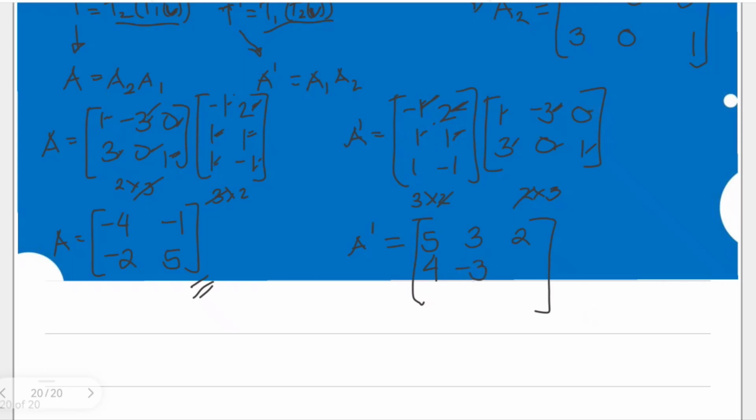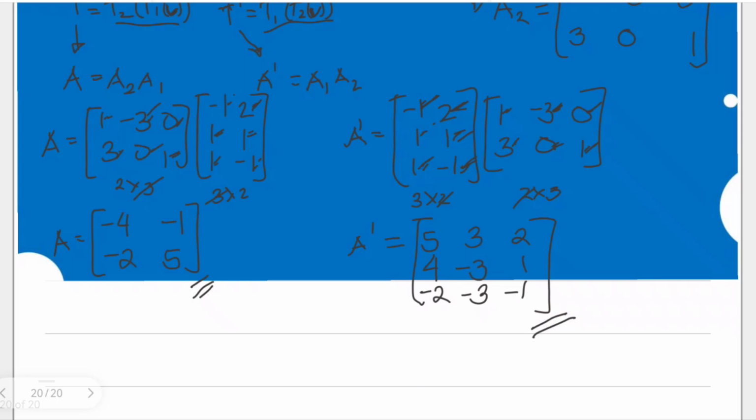1 times 0 is 0. 1 times 1 is 1. 0 plus 1, 1. For the last row, 1 times 1 is 1. Negative 1 times 3 is negative 3. 1 plus negative 3, negative 2. 1 times negative 3 is negative 3. Negative 1 times 0 is 0. Negative 3 plus 0, negative 3. And lastly, 1 times 0 is 0. Negative 1 times 1 is negative 1. 0 plus negative 1, negative 1.